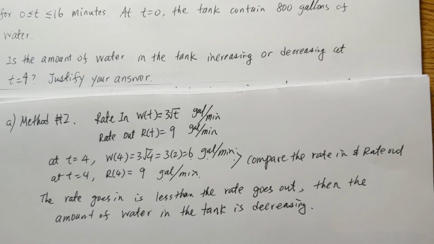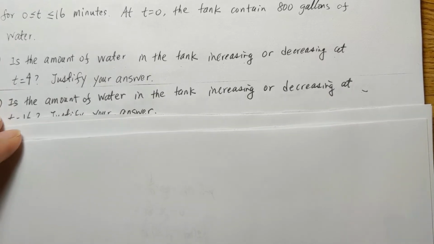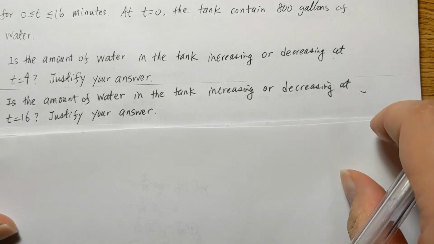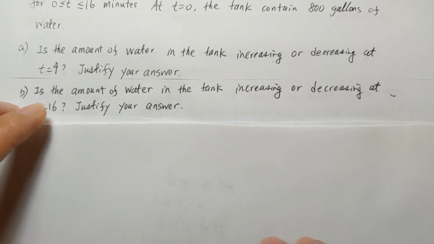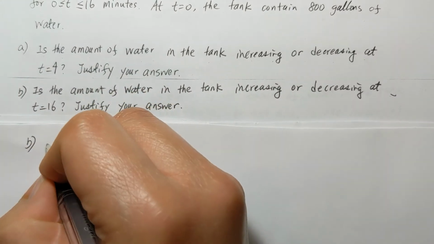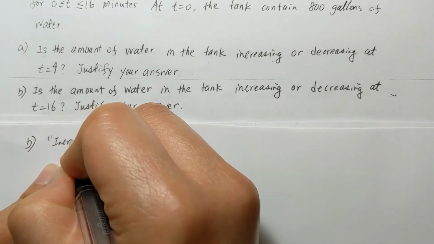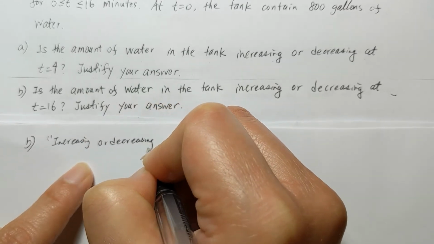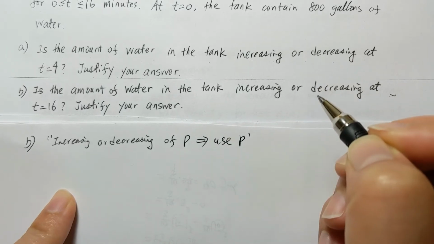Okay, so we finished part A. So let's take a look at part B. Is the amount of water in the tank increasing or decreasing at t equals 16? So now we say increasing or decreasing. For P, we're going to use P prime.